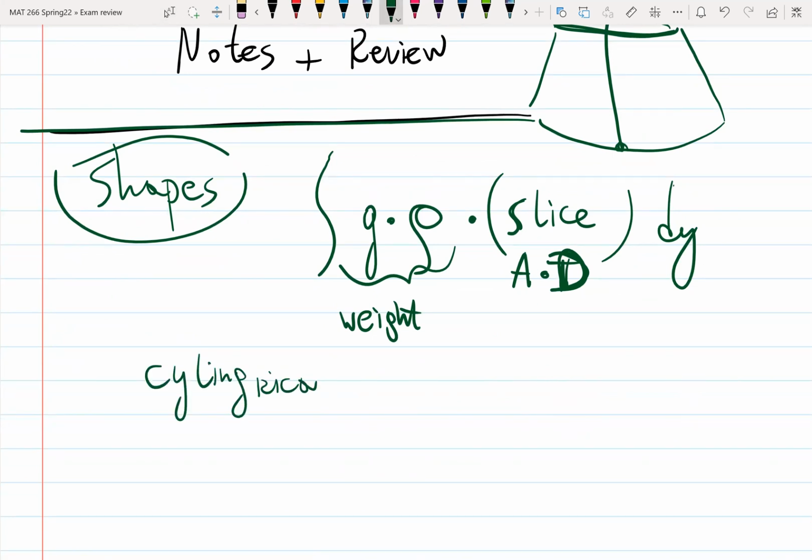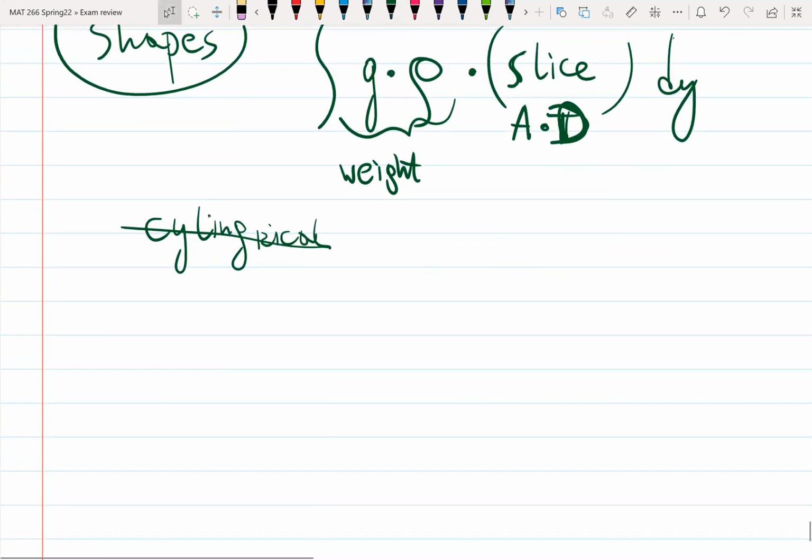Cylindrical. That is hilarious. What kind of... what is this? Funny. Anyway, it is a cylindrical shaped tank. Height 10. It looks like this. Cylinder looks like so.